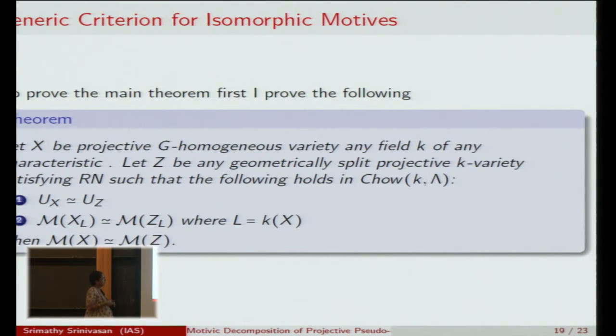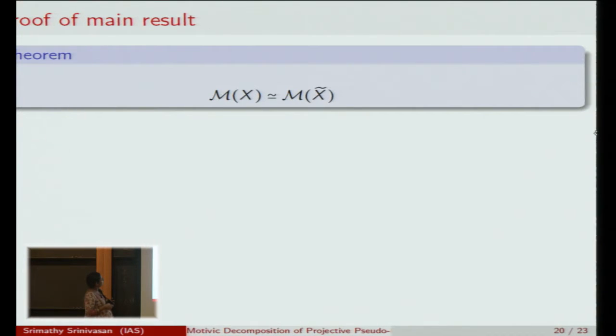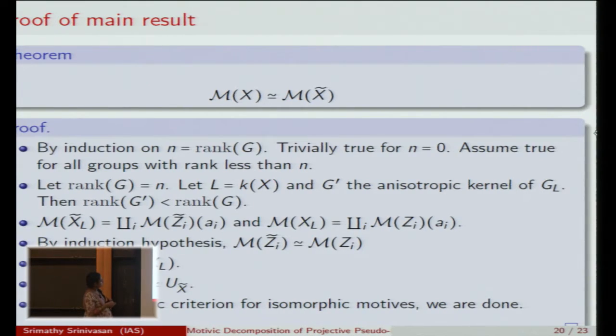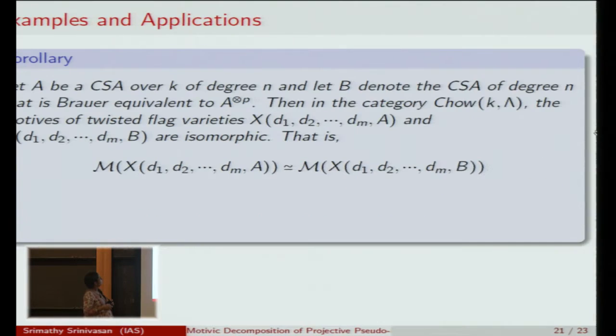So this tells you when the motives of two varieties are isomorphic, provided you know that they are isomorphic over their function fields, and provided that their upper motives are isomorphic. Again, this proof is long, and this has many applications, one of them being that the motive of X and motive of X tilde are isomorphic. So using this theorem I can just show that the motives of X and X tilde are isomorphic. I don't have a lot of time here, so I'm going to skip this proof, but I'm going to give you some examples and applications of this.